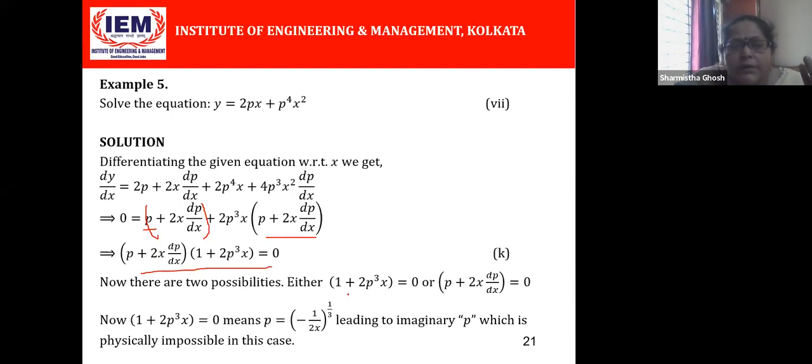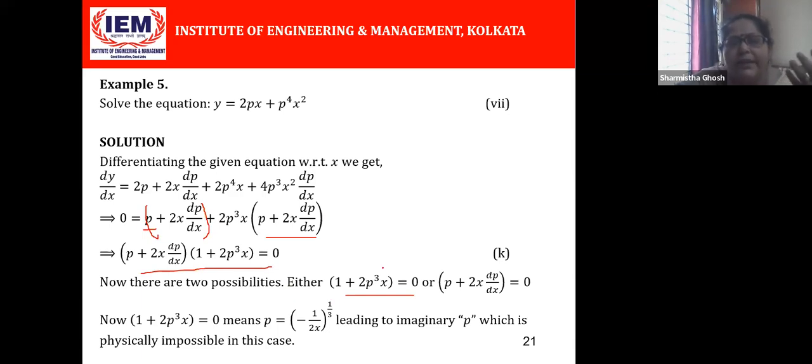This second one, I'm talking first about the second factor, 1 plus 2p cube x equal to 0. Now, this actually means 2p cube x equals minus 1, or rather p cube will be minus 1 by 2x, and therefore p is going to be minus 1 by 2x to the power 1/3. So I have minus under a radical sign to the power 1/3.